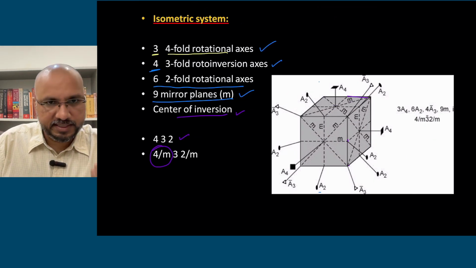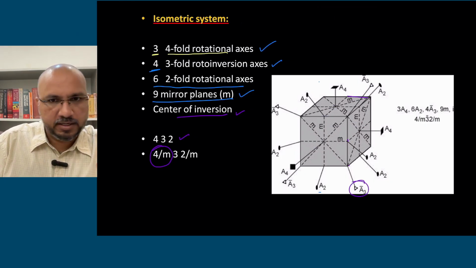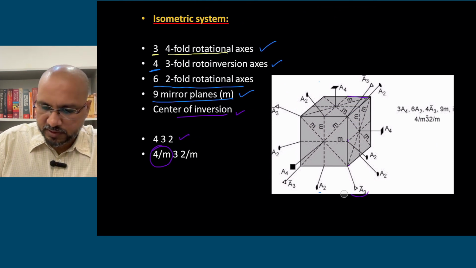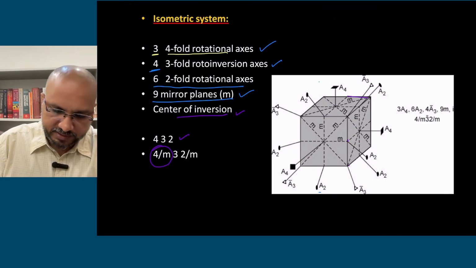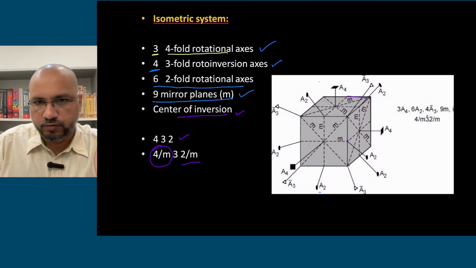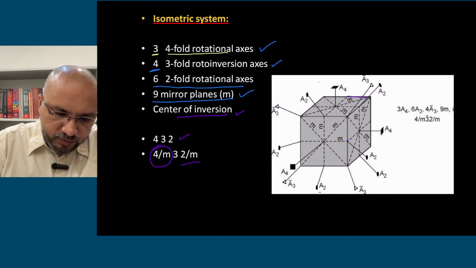Now if you say roto inversion axis, there are 4 3-fold roto inversion axes. There are 4, but they are all passing through the corners, right? And all the corners are the same, because all faces are the same. So you can count it as only one unique 3-fold roto inversion axis. And 6 2-fold rotation axes are there.